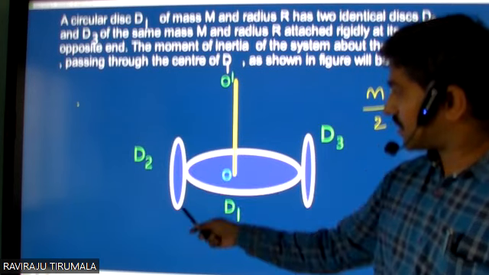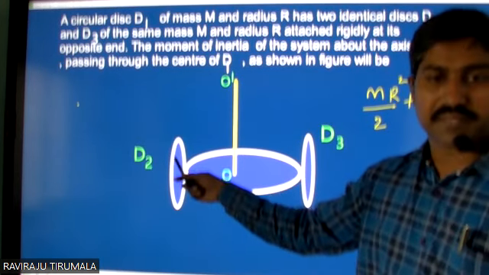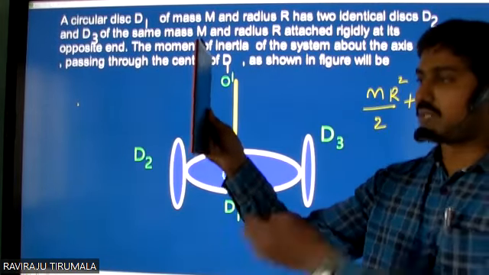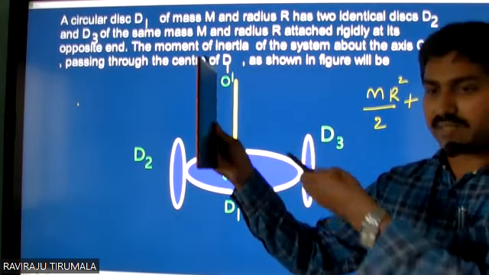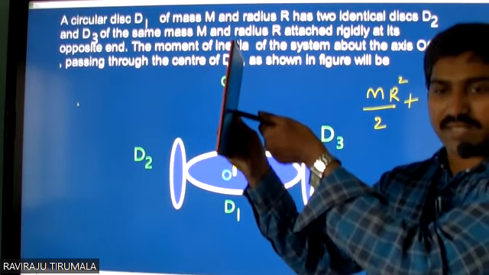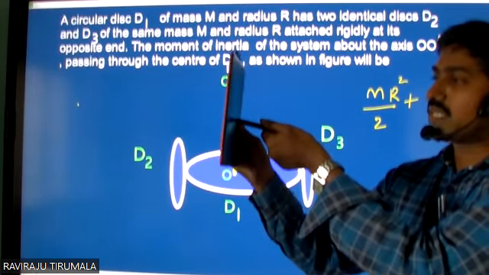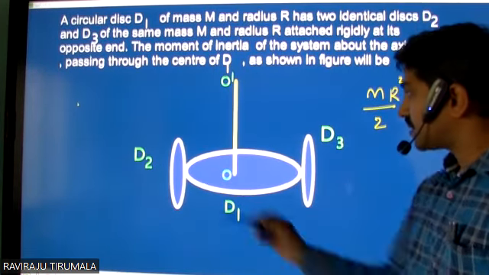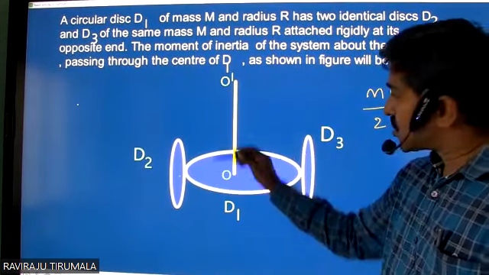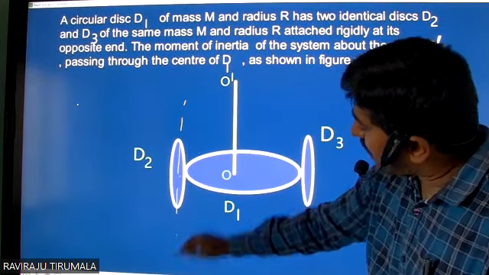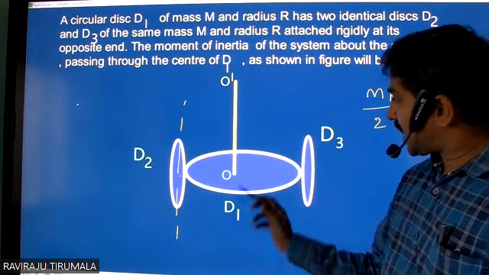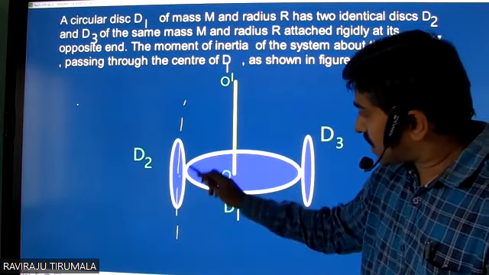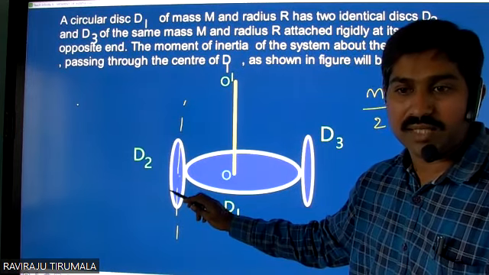For one of the discs at one end, D2 for example, it was just placed like this. One disc is taken here and the other disc is just placed here. What is the distance between this disc and the axis? Radius only, na? So if you know the moment of inertia about this axis, to calculate about this axis you can apply the parallel axis theorem, na? This axis is just a diameter for the disc D2 only.